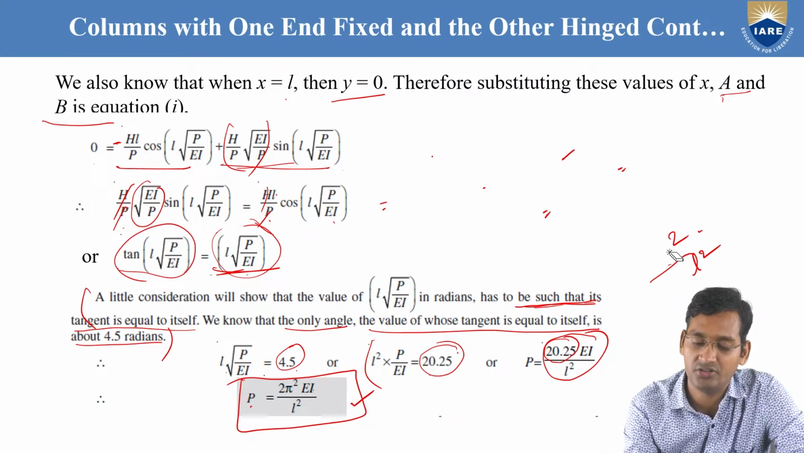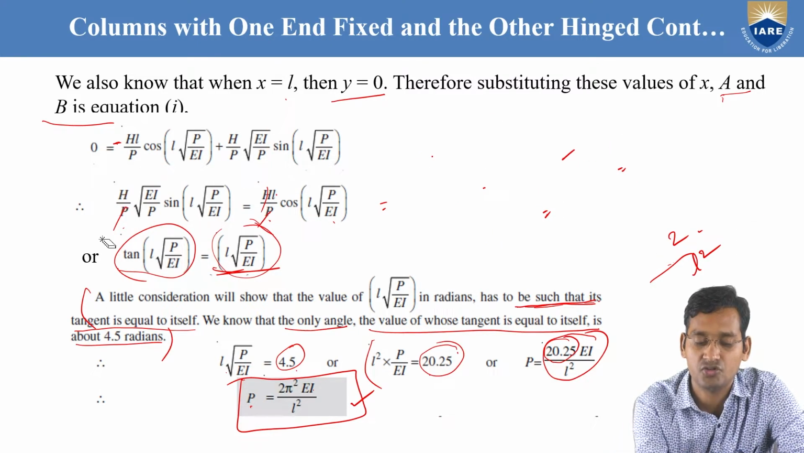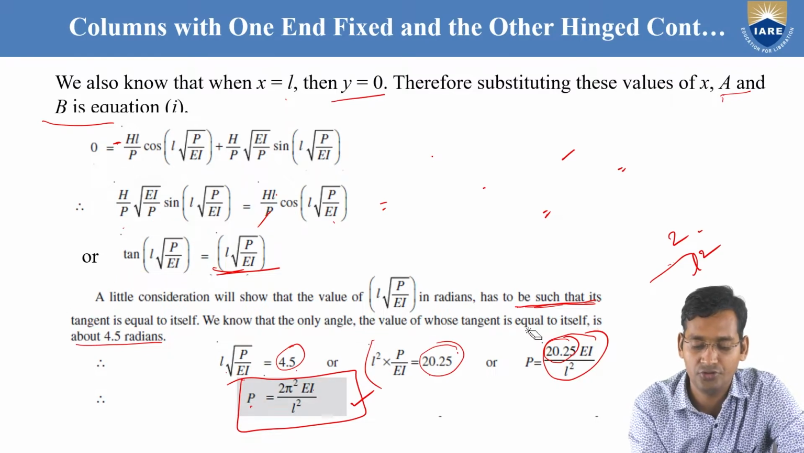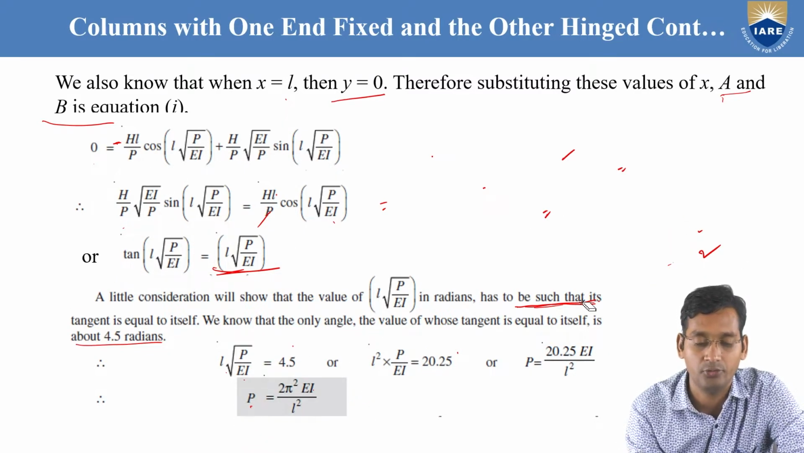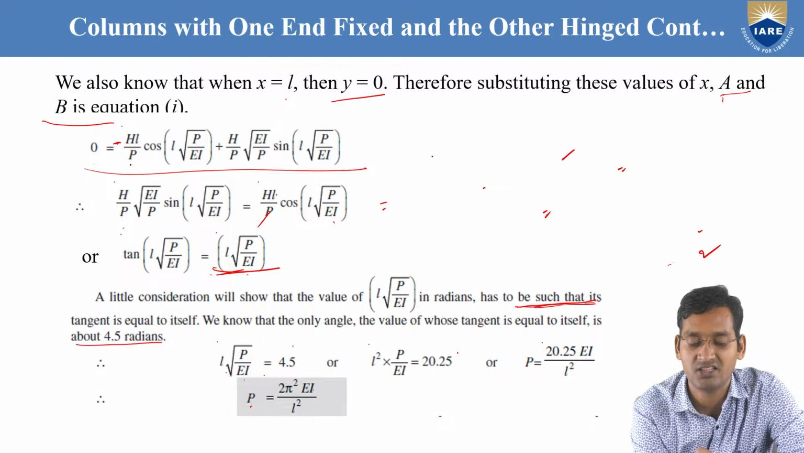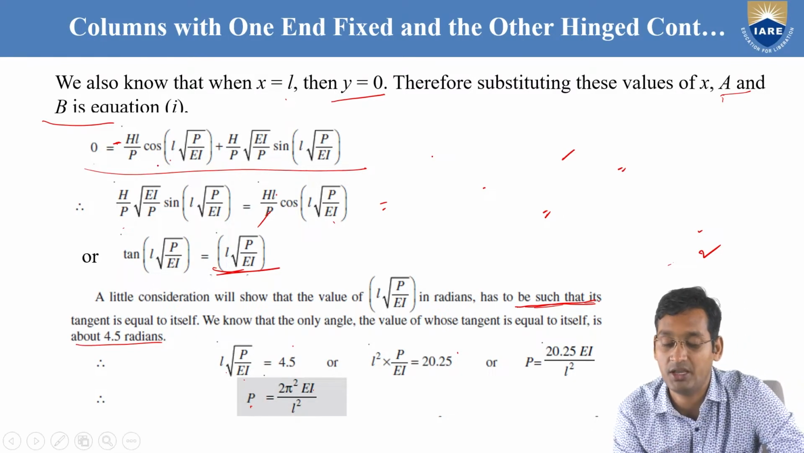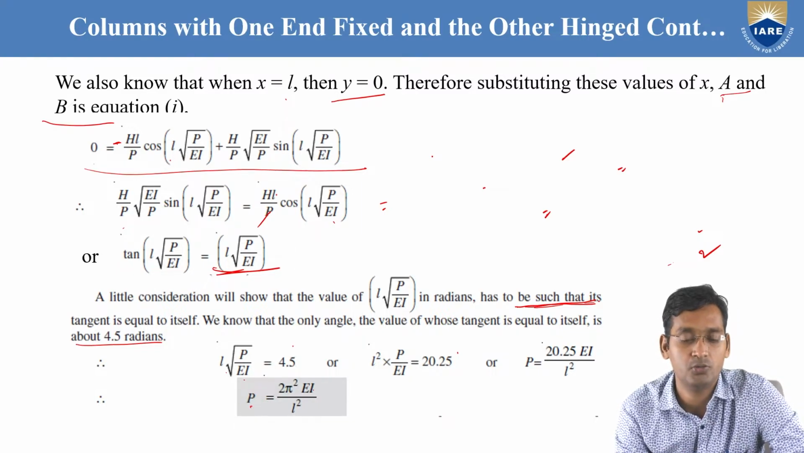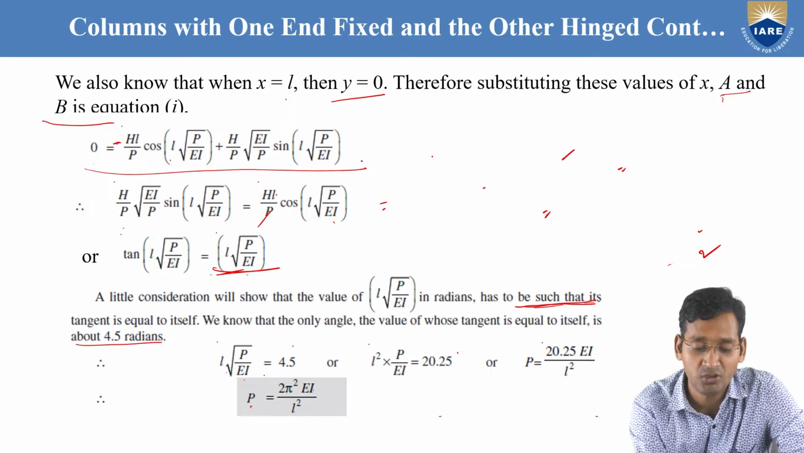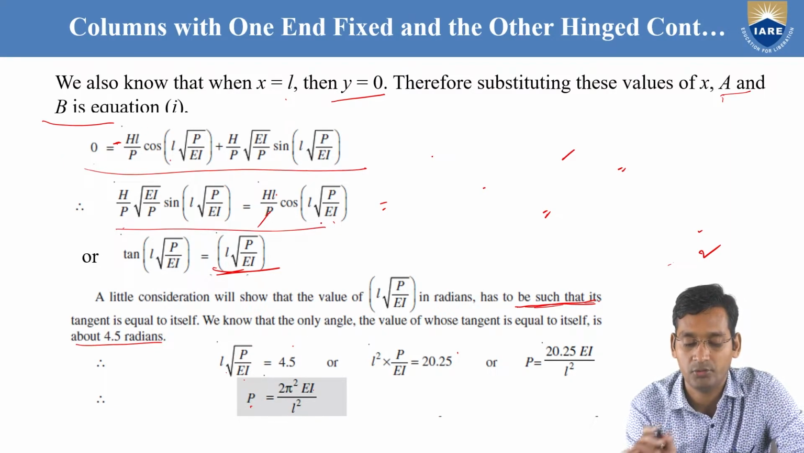So after substituting, next what? Apply the third boundary condition. What was the third boundary condition? At x equals to L, y equals to 0. So just substitute that value. So after putting y equals to 0 and replace x to L, this will be the final equation: 0 equals to minus HL by P cos, so X is replaced by L, so L root P by EI plus H by P root EI by P sin L root P by EI. Okay, so now just take this minus to the other side, so this will be the equation.